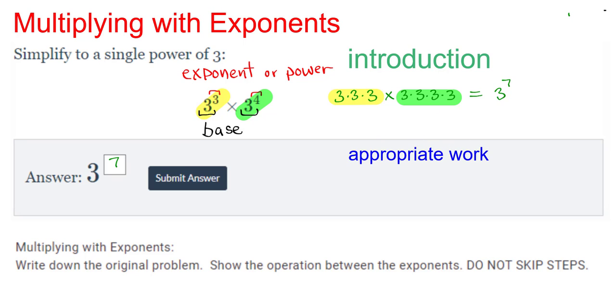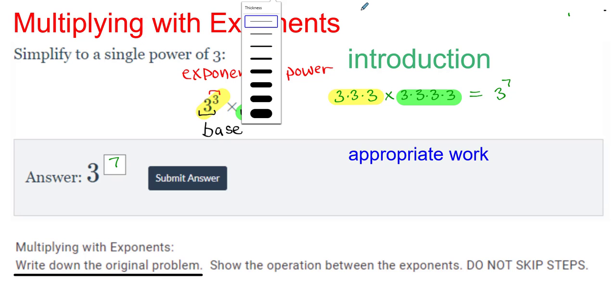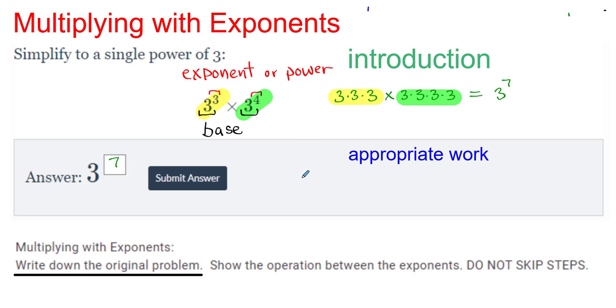I like introducing it like this, but as far as appropriate work, let's go ahead and look at Google Classroom. The first thing we want to do is write down the original problem, sorry about that. So I'm going to switch over to blue, and I'm just going to rewrite this problem here. So this is what I would expect on your worksheet. I'm going to write 3 to the power of 3 multiplied by 3 to the power of 4. And that's the first step.